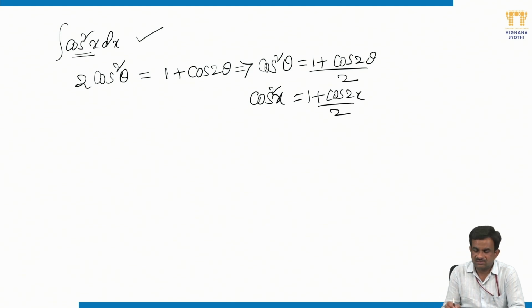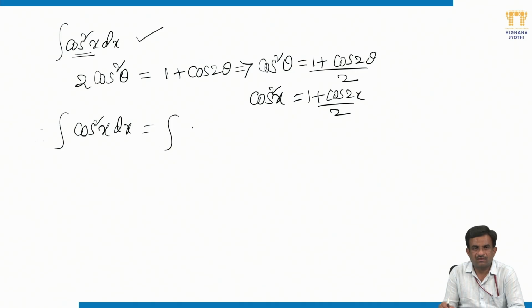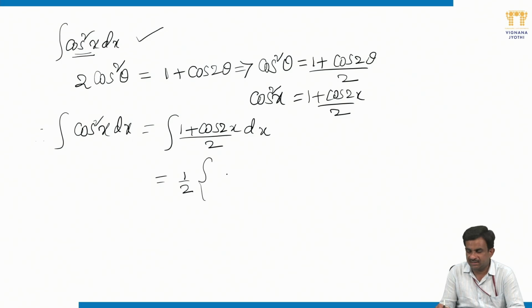So let us use this in the given integral. To evaluate the integral of cos square x into dx, we can use this formula in this integrand. This can be rewritten as 1 plus cos 2x by 2 into dx. So let us separate this. 1 by 2 is a constant, we can write outside, take a flower bracket. Then you can also write this separately as 1 into dx plus the integration of cos 2x into dx.